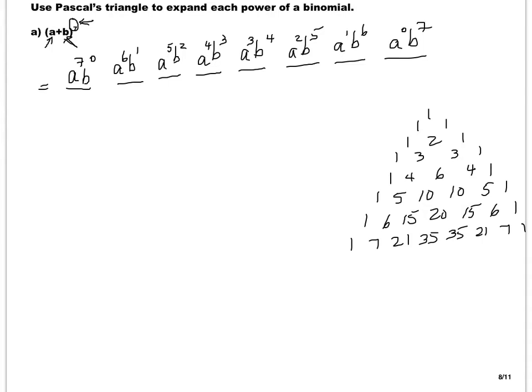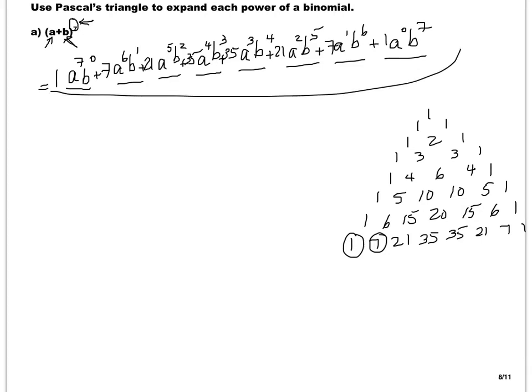So I'm going to put the first coefficient here. The second term goes here. And obviously you put addition here. Plus 21, plus 35, plus 35, plus 21, plus 7, plus 1. And that's it. This is the expansion of a plus b exponent 7 using Pascal's triangle.